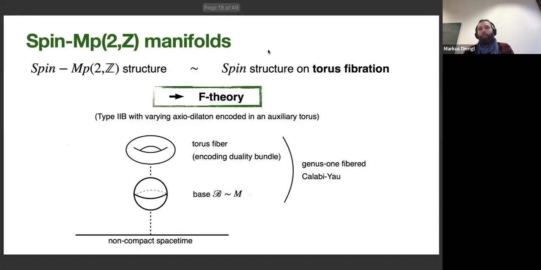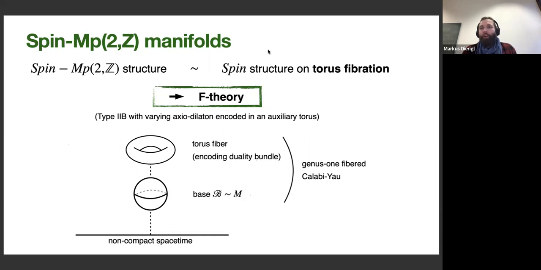So why is that so? Because, well, we just said that our manifolds need a spin Mp(2,Z) structure. And it turns out that this is actually equivalent to a spin structure and a torus fibration. And we know that type 2B has a very nice non-perturbative realization by lifting the axiodilaton to the complex structure of an auxiliary torus, and this is given in terms of the description of F-theory.